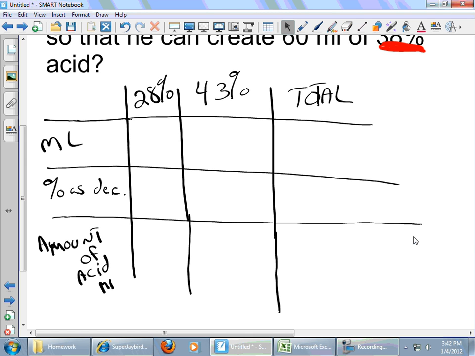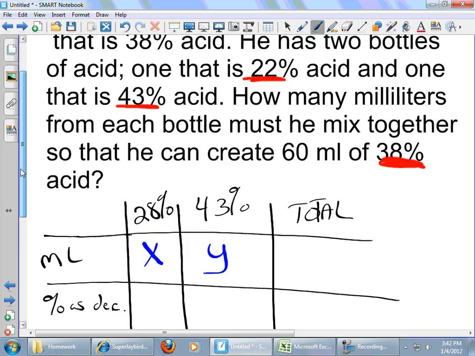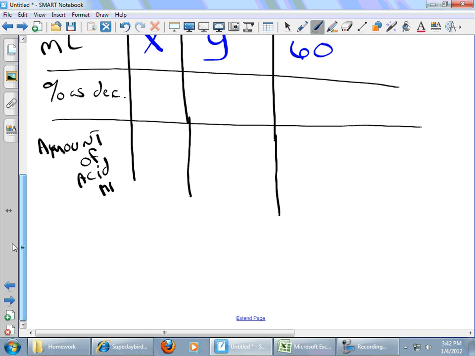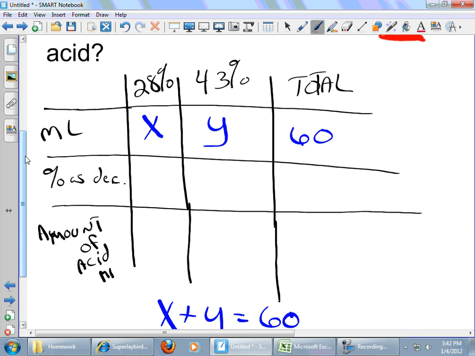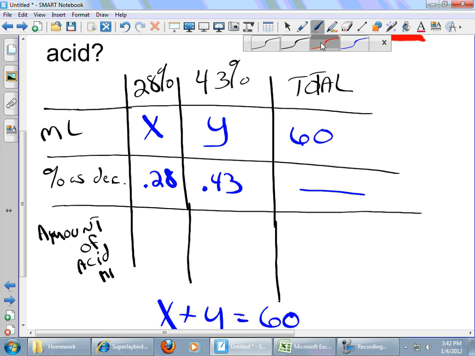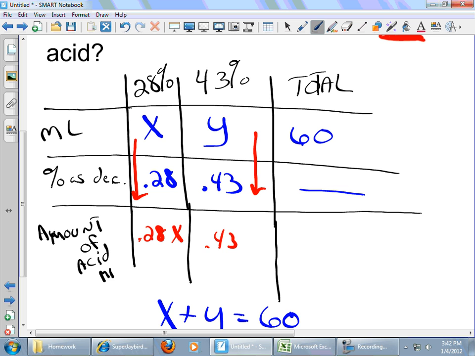All right, so how many milliliters of the 22% solution is he going to use? We don't know. How many milliliters of the 43% solution? We don't know. How many total milliliters does he need? Oh, 60. There's our first equation: x plus y equals 60. The percent as a decimal, 22% is 0.22, and 43% is 0.43. Now, to get the amount of acid in the solution, I'll multiply 0.22x and 0.43y.